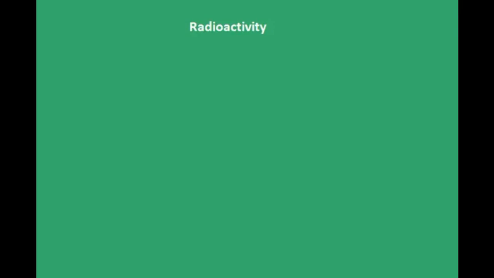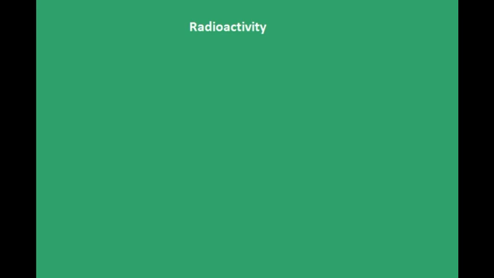Hi friends, our next topic is radioactivity. It is nothing but a nuclear phenomenon in which an unstable nucleus undergoes a decay. That is referred to as radioactive decay. Now, it has many types like alpha decay, beta decay, and gamma decay. We'll discuss each of these in detail.